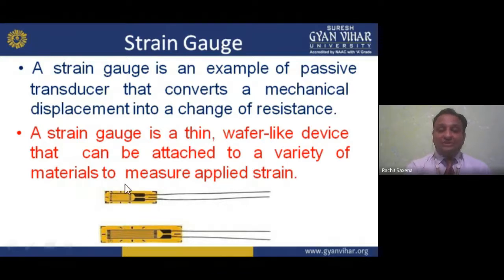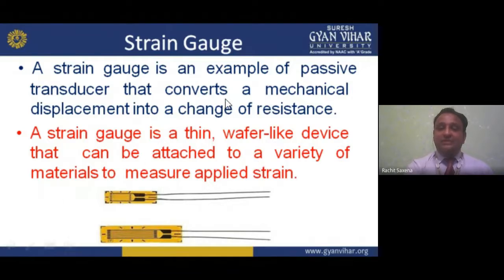So it looks like this. See here, a thin film. A strain gauge is a thin, wafer-like device, not thick, very thin, that can be attached to a variety of materials to measure applied strain. If we apply strain on it, we can measure it.